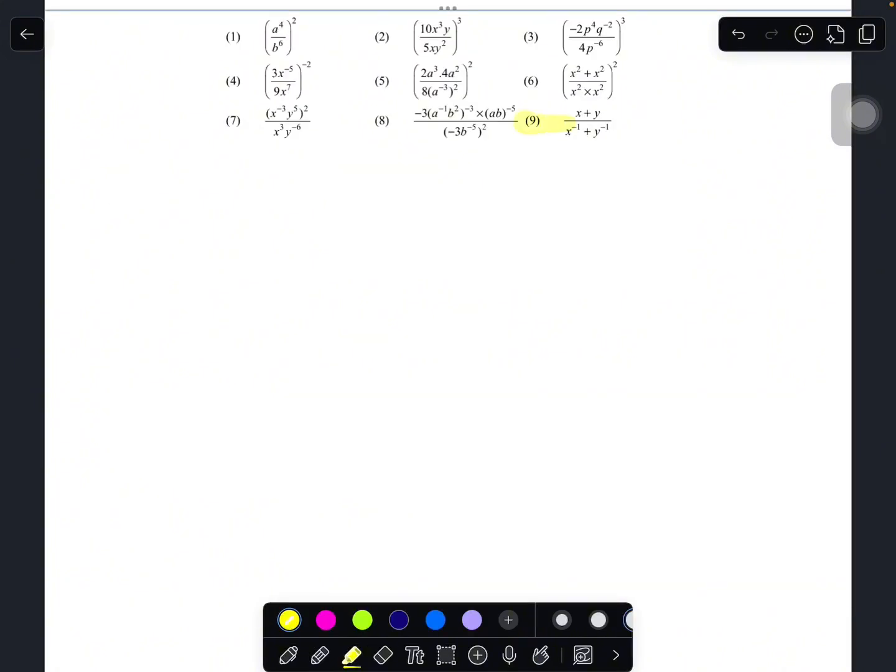Moving on to our final question for this section. So when dealing with 9, I have x plus y over x to the minus 1 plus y to the minus 1. I really recommend you trying this before I do it, because it'll really help you if you can start getting into this thinking. So we can't do much at the top. They're unlike terms. Pause the video now before I start explaining how to do the question.